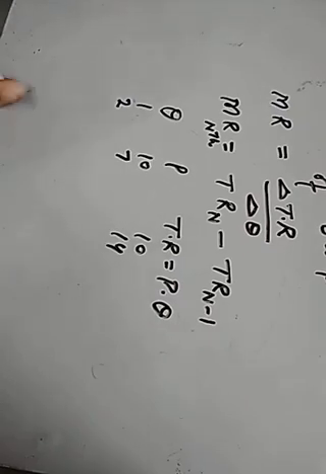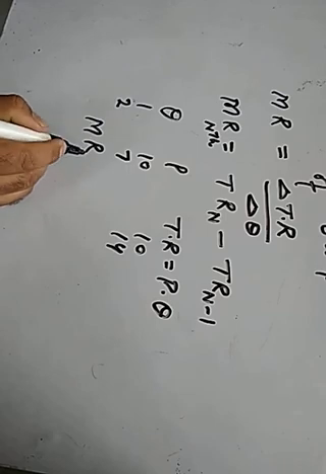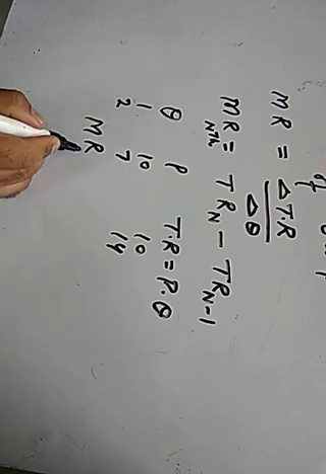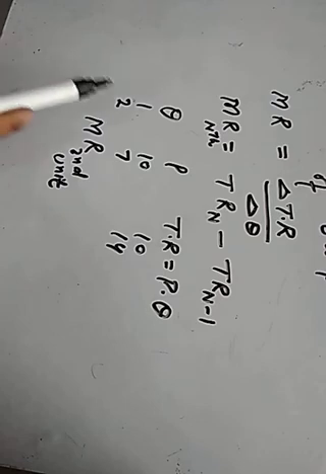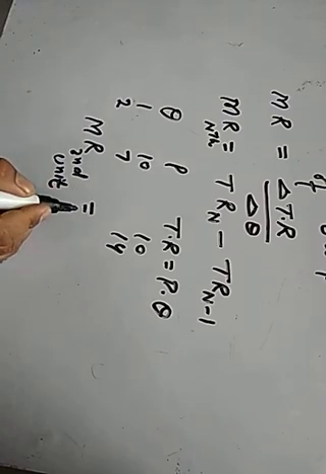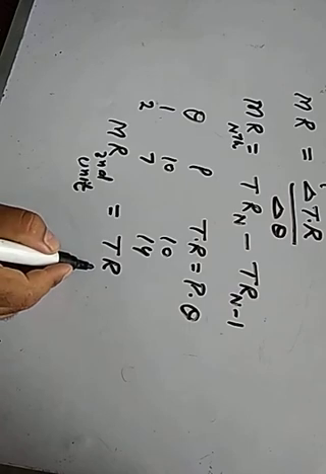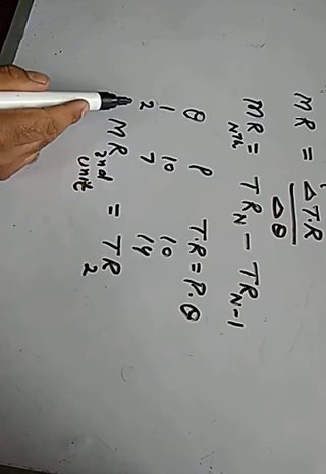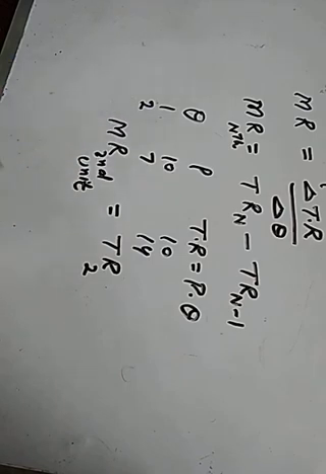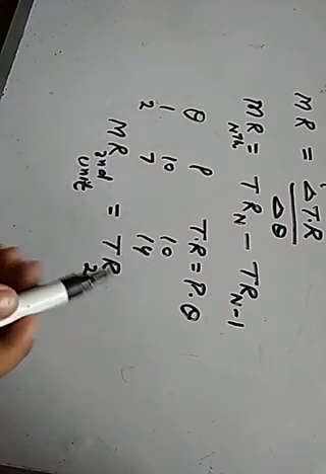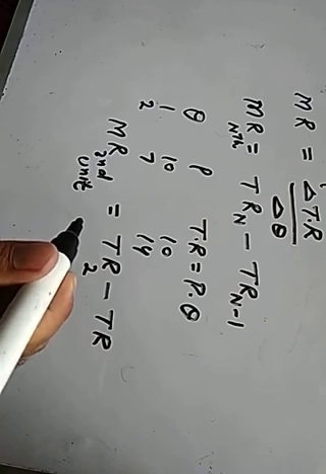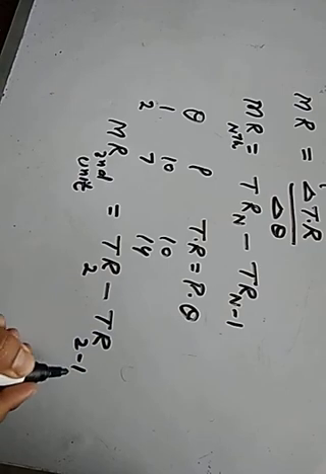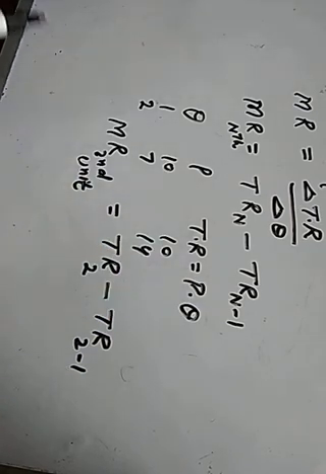Now we will calculate marginal revenue. Suppose we want to know marginal revenue from the second unit. How much is the change in total revenue from the sale of one more unit of output, that is from the second unit? It will be equal to total revenue of the current level of output, that is 2 units of marker, minus total revenue of 2 minus 1 units of marker. The marker is output, the marker is product in our example. With the help of this formula, we are calculating marginal revenue.